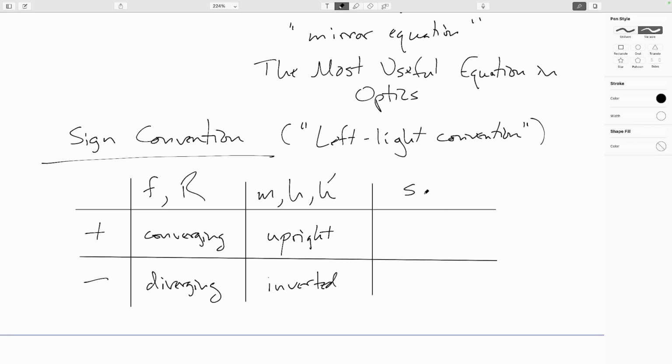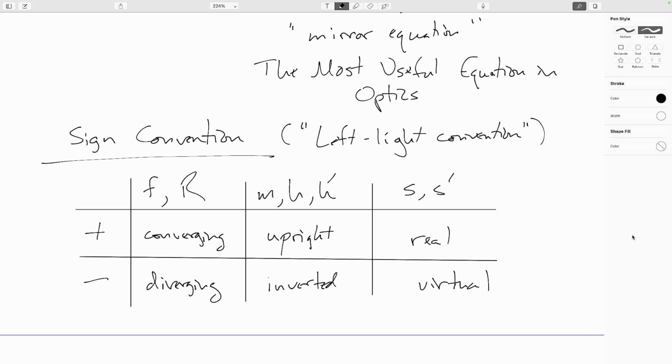In all cases, the lateral magnification, the object height, and the image height are positive if the thing is upright, and negative if it's inverted. And then as far as object and image distances go, they are positive if it is a real object or a real image, and negative if it is a virtual object or a virtual image.